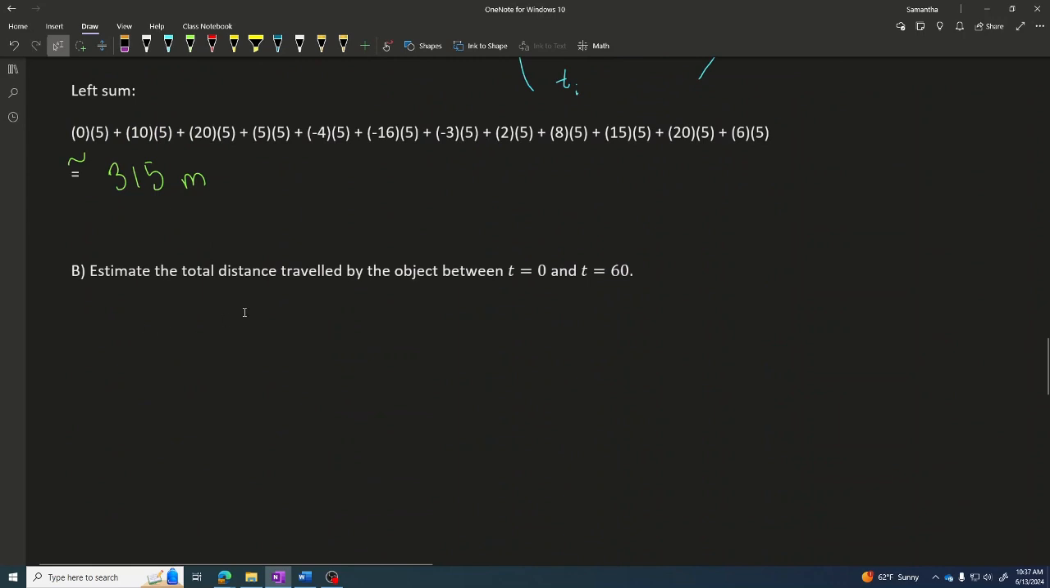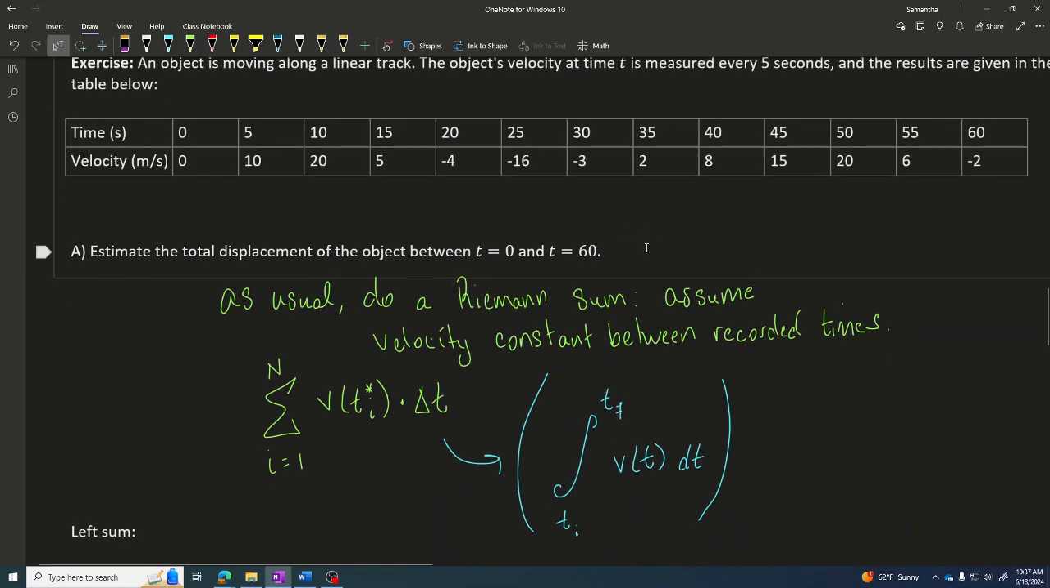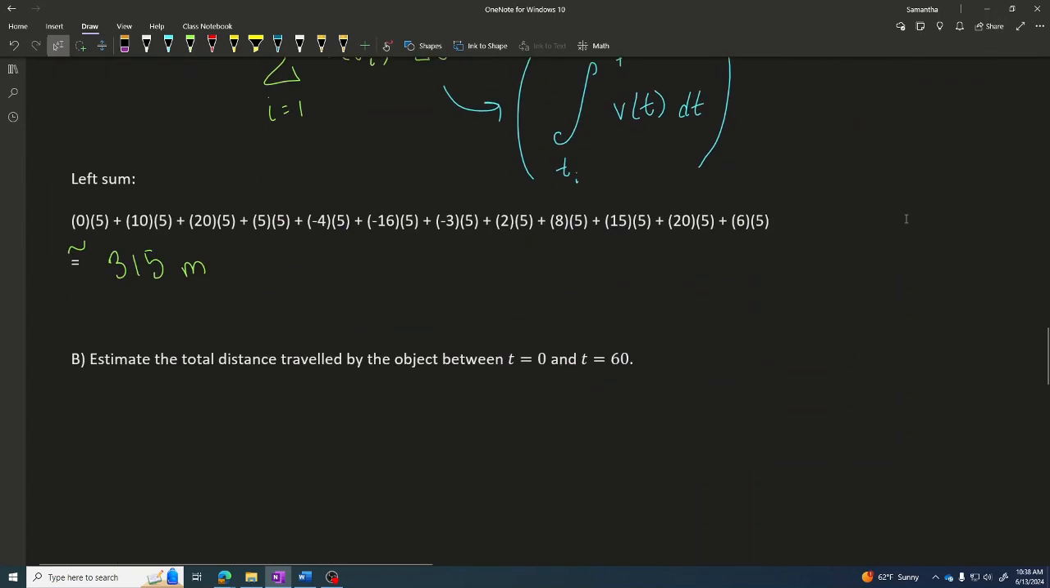If I wanted to find the total distance traveled by the object between these two times, then I could do almost the same thing that we did in part A for the displacement. Except in this sum, I'm not going to be doing velocity times delta t. I'm going to be doing speed times delta t, where I take each of these velocities and apply the absolute value to make them positive and treat them as positive.